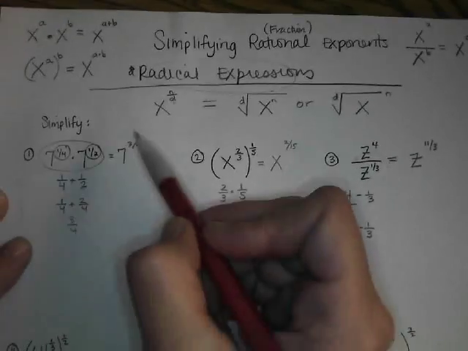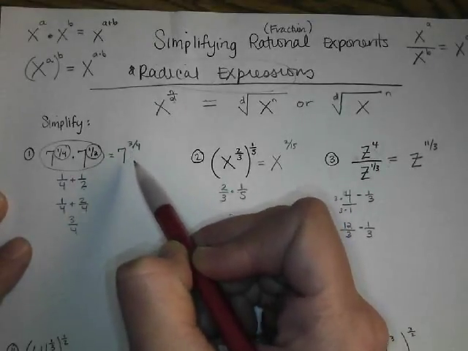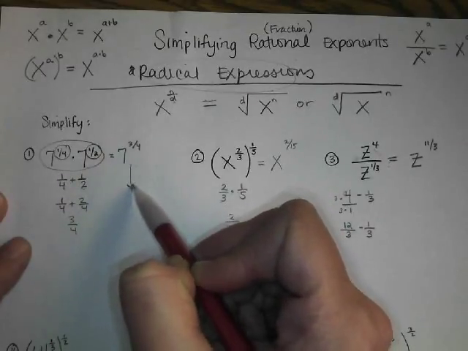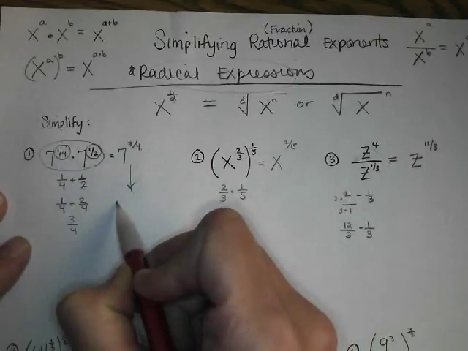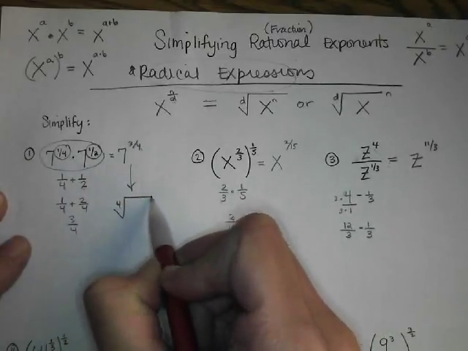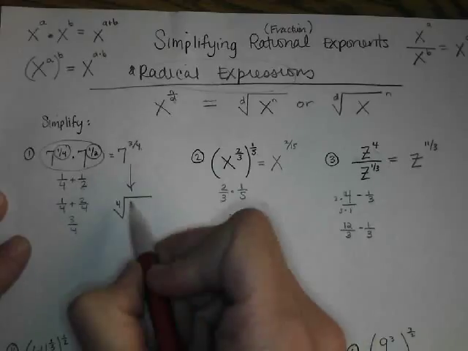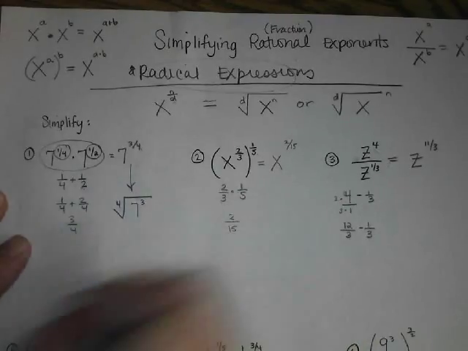So if I want to take this one and go to a final answer, but keep the final answer in radical form, this 4 is the root, so it's the 4th root of 7 to the 3rd power.